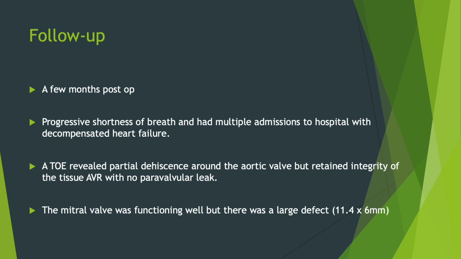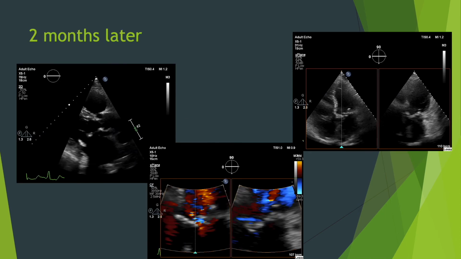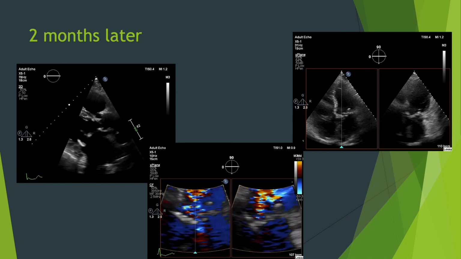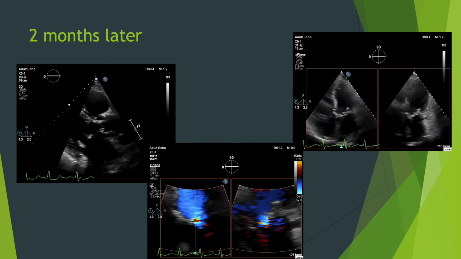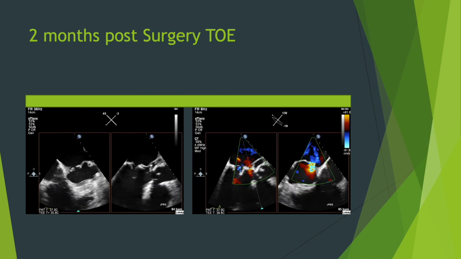And at that stage, it was noted that there was a really dramatic jet going from the LV to the LA. Now, you would think that that was a paravalvular leak, but actually, I think it's more interesting than that, as we'll see in a second.